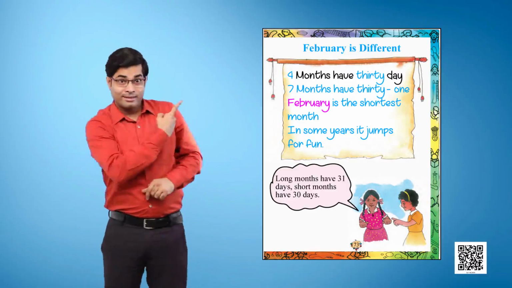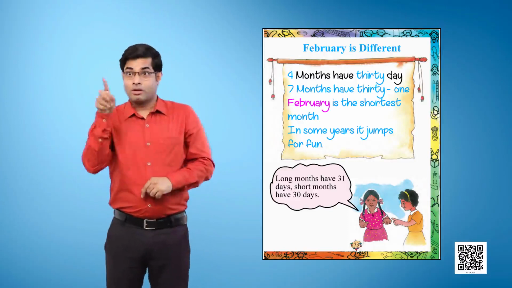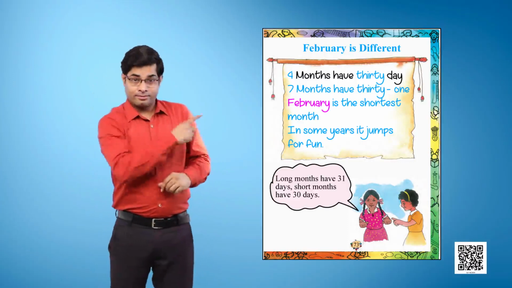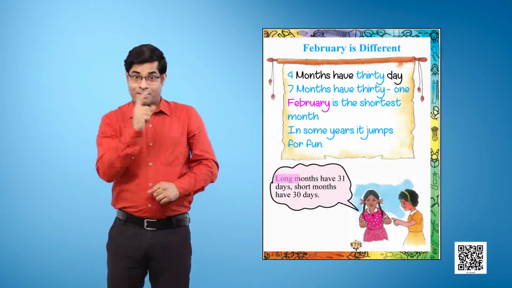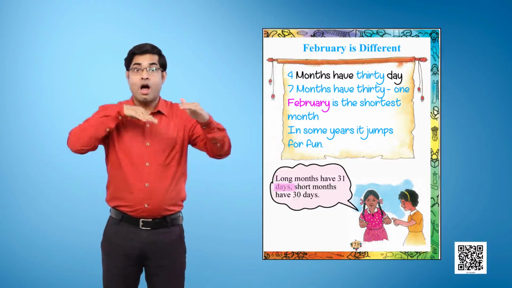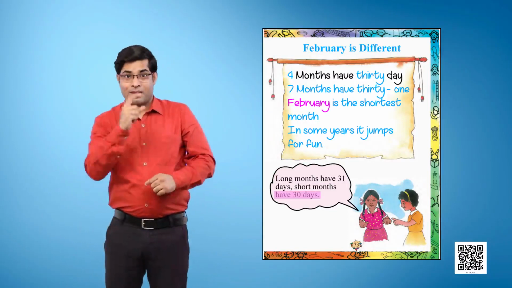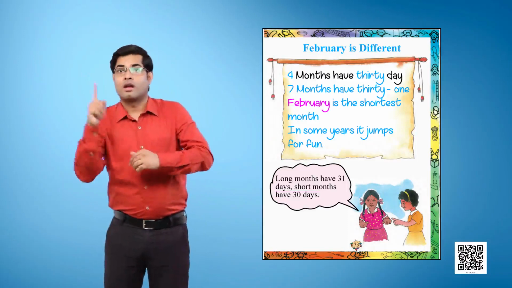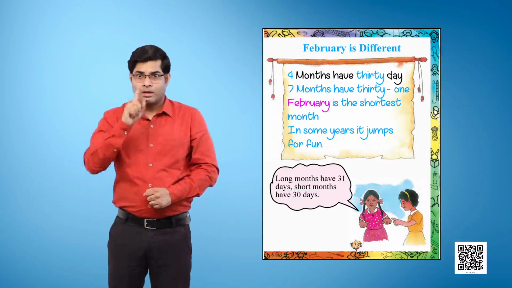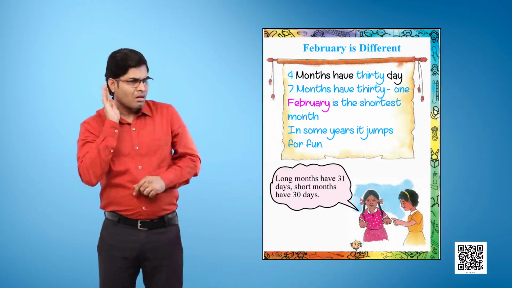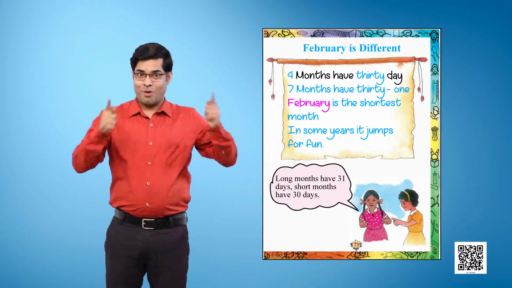Picture 2 shows 2 girls talking to each other. One girl is saying, long months have 31 days. Short months have 30 days. Girl 2 is listening and showing girl 1 how to identify the longer months with the help of knuckles.